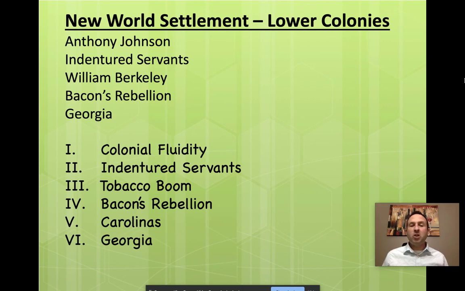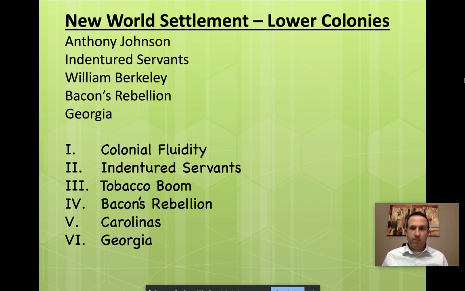So the term we would use to talk about this was known as colonial fluidity. In other words, there was an extreme amount of social, cultural fluidity within early colonial America. That means you can change your stars. You can change your status, your socioeconomic status. Race does not dictate your freedom, and therefore all you have to do is change your economic circumstance to become accepted in society.